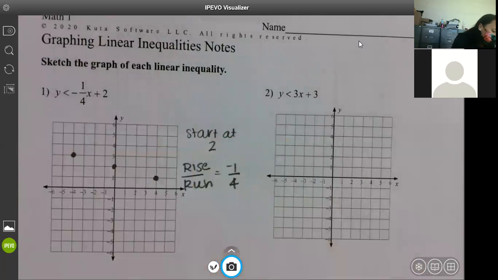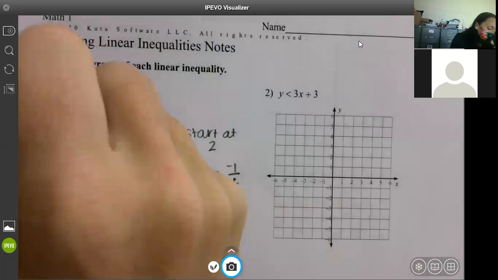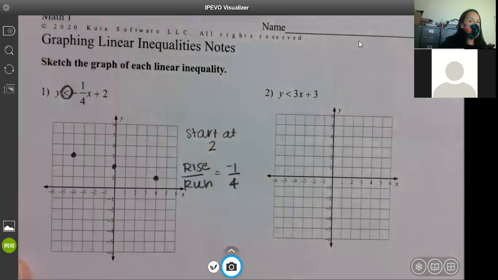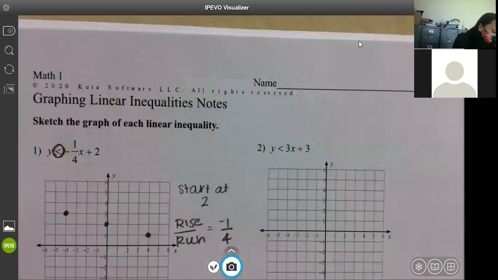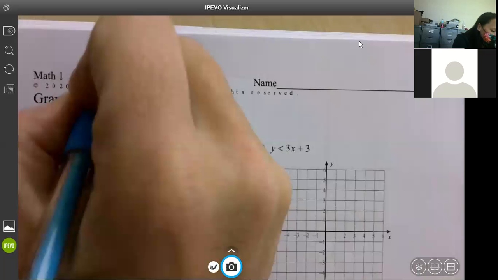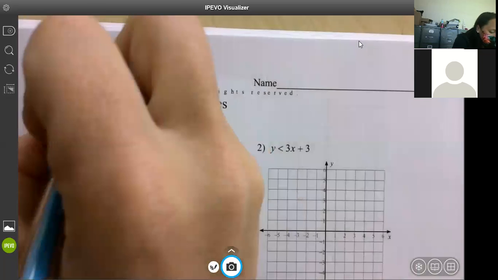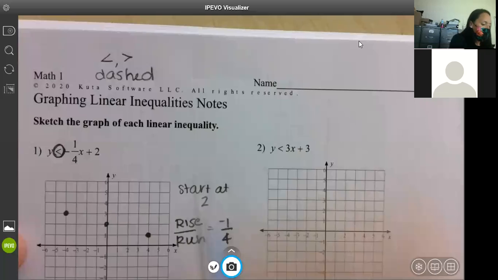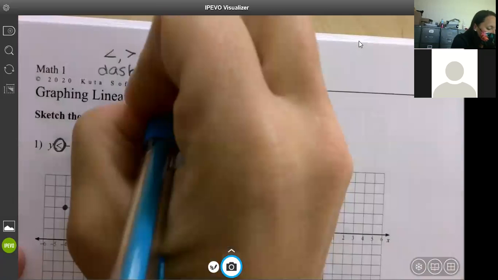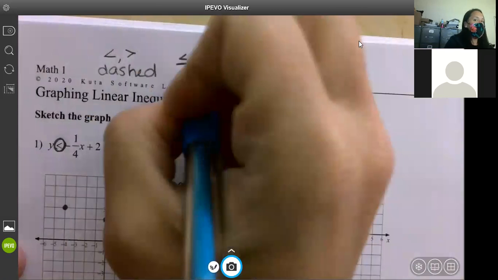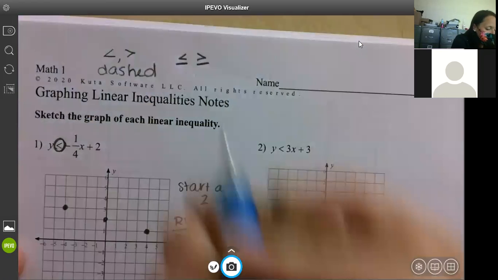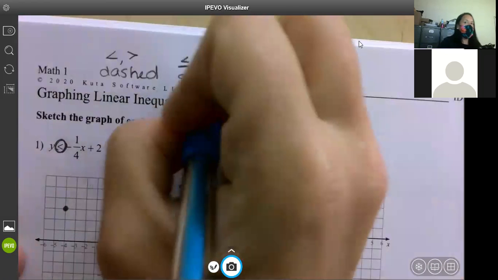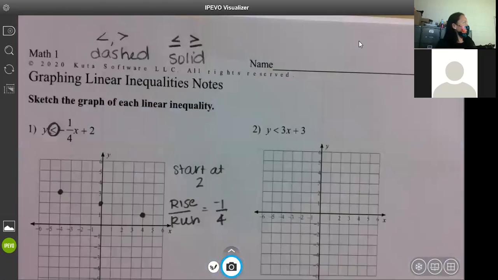All right, here's the difference. This little symbol right here makes it different. So here's what it means. If you have less than or greater than, it's actually going to be a dashed line. If you have less than or equal to, greater than or equal to, it's going to be a solid line. Okay, so if there is a line, draw a line. If there's not, do not.